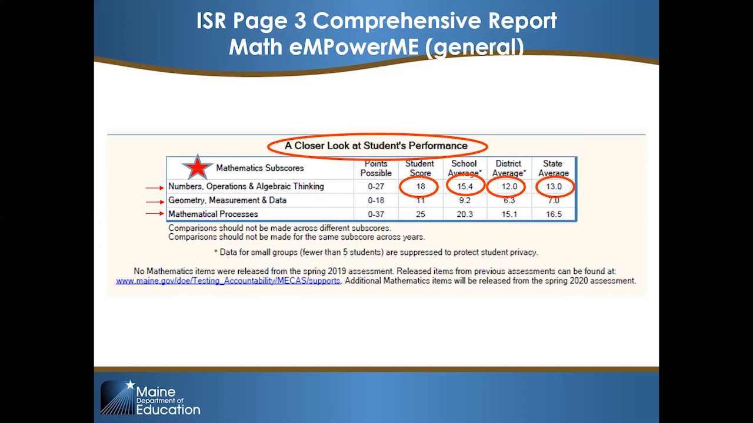The same applies in the next 2 rows of student, school, district, and state averages regarding assessment items that were about geometry, measurement and data, and mathematical processes. Comparisons should not be made across different subscores, and comparisons should not be made for the same subscore across years.